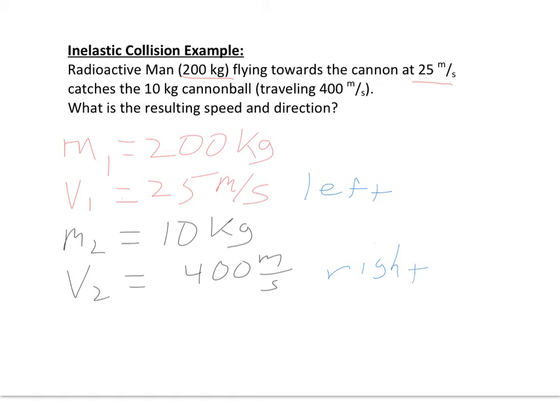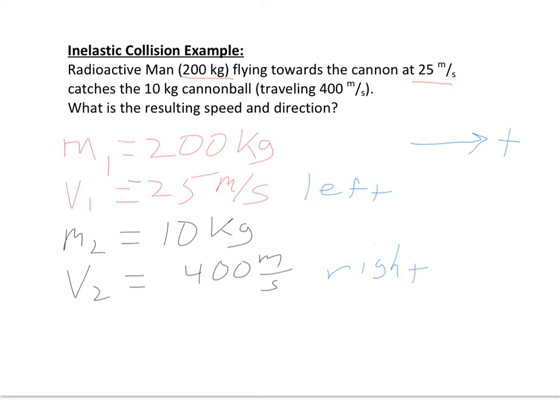I'm also going to make the choice that my positive direction is to the right. As a result, one of these two velocities needs to be negative. Since the cannonball is to the right and radioactive man is to the left, that makes radioactive man have the negative velocity. Remember that velocity is a vector, and so direction makes a difference.